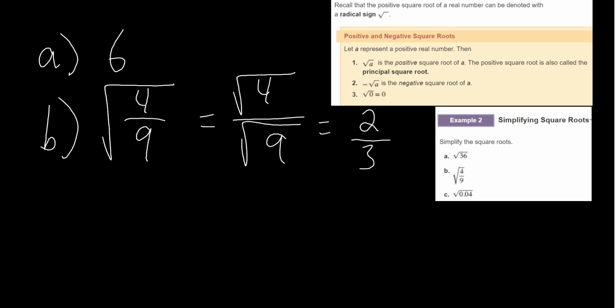And then C is probably one of those that you probably need a calculator for, but it's not too difficult. We have the square root of 0.04. Well, what times what is equal to 0.04? Well, that would be 0.2.